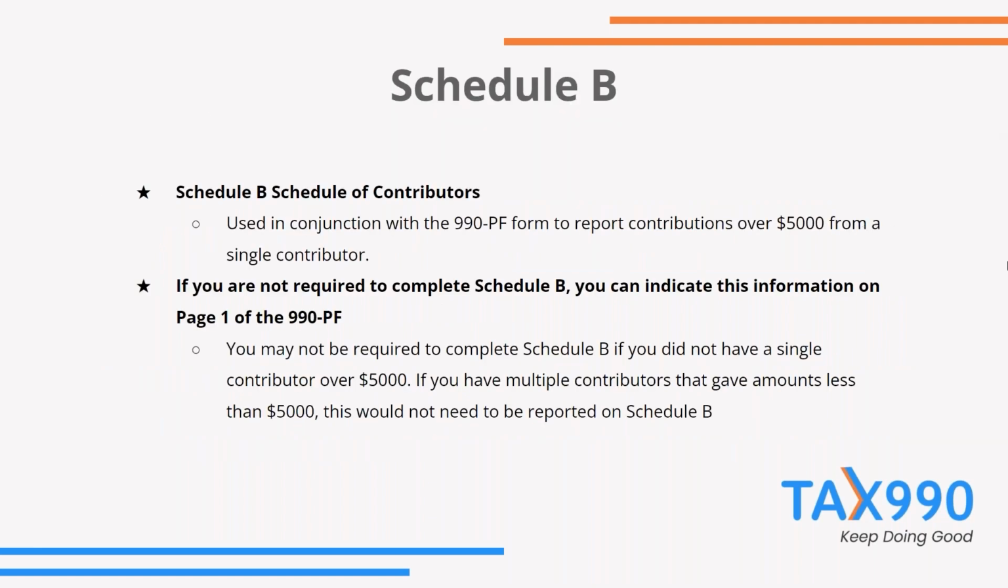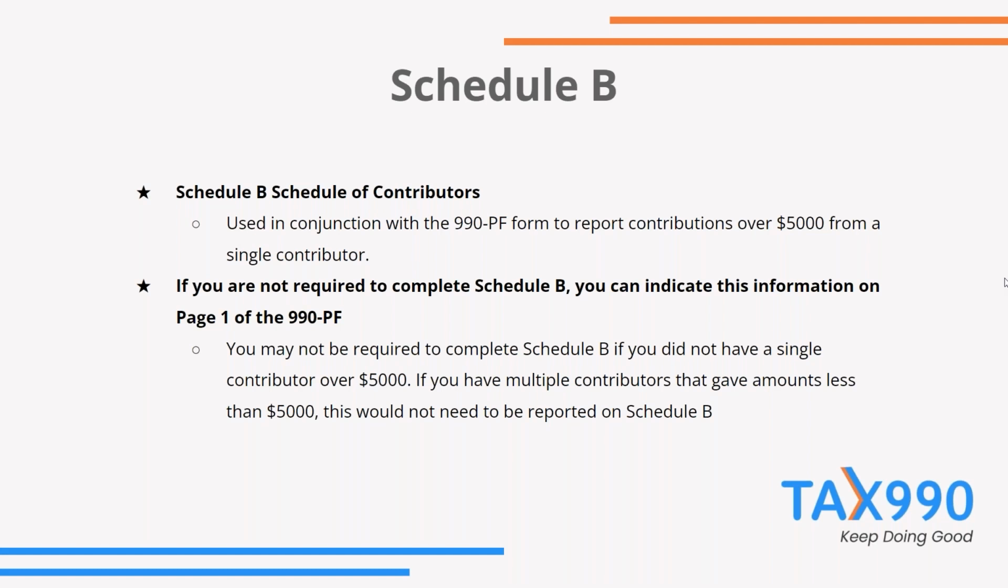So as I mentioned, we're going to talk a little bit about Schedule B. Most all 990 PF filers have to complete Schedule B. Schedule B is the only schedule that's associated with the 990 PF form. Some of the other forms that a public charity would file have a significant amount of schedule options, whereas the 990 PF only has Schedule B.